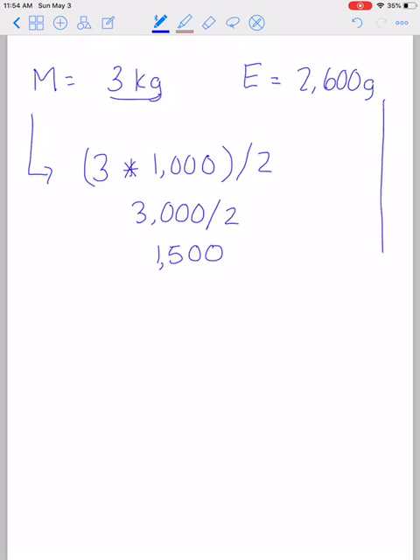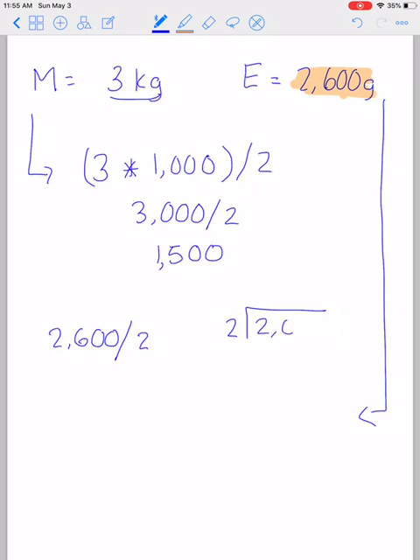Now we're going to do the same thing for Evander. His is already in grams, so we don't need to convert anything there. We're going to do 1,600 grams divided by 2 because this is how much both of his skates weigh. We only want to know how much one weighs. So I'm going to write it over here.